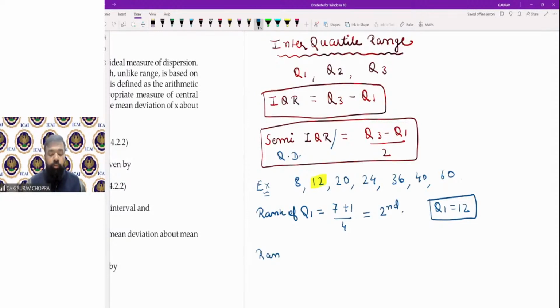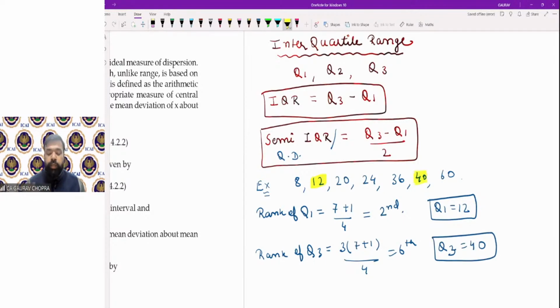Similarly, rank of Q3. Q3 का रैंक, तो Q3 कैसा आएगा? 3 into 7 plus 1 by 4. You are getting 6th rank, and 6th rank पे कौन सी वैल्यू है? So Q3 is equal to 40. तो 6th प्लेस पे आपका वैल्यू 40 है, तो दिस इज योर थर्ड क्वार्टाइल। तो फर्स्ट क्वार्टाइल एंड थर्ड क्वार्टाइल दोनों आपके पास आ चुके हैं.